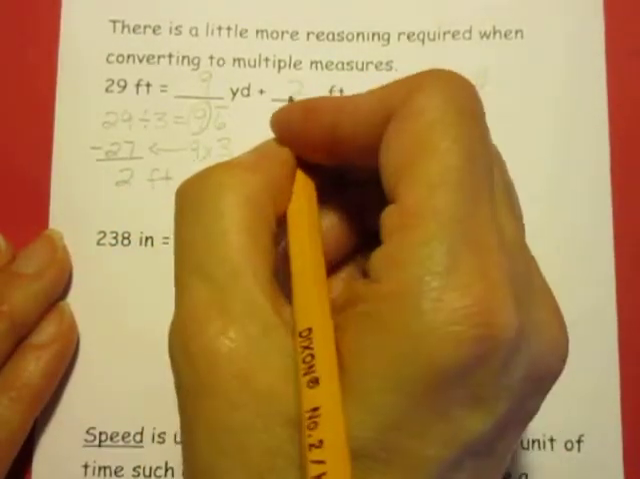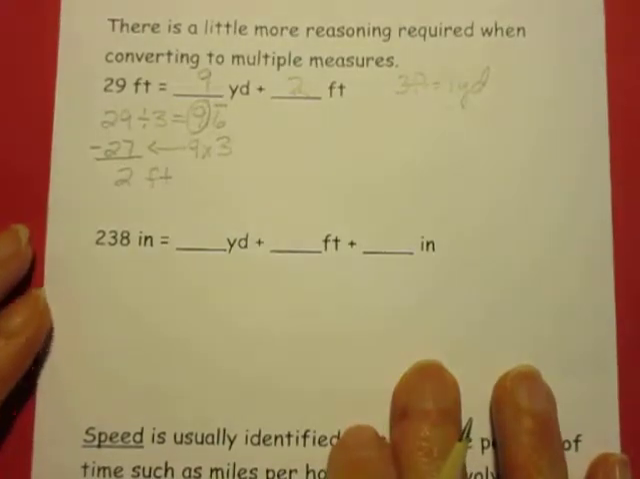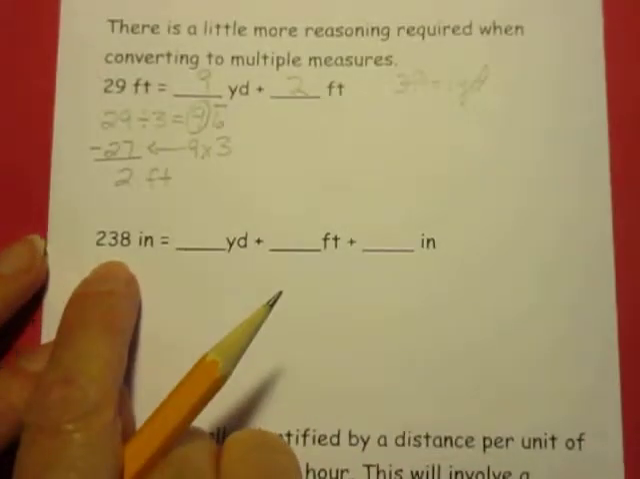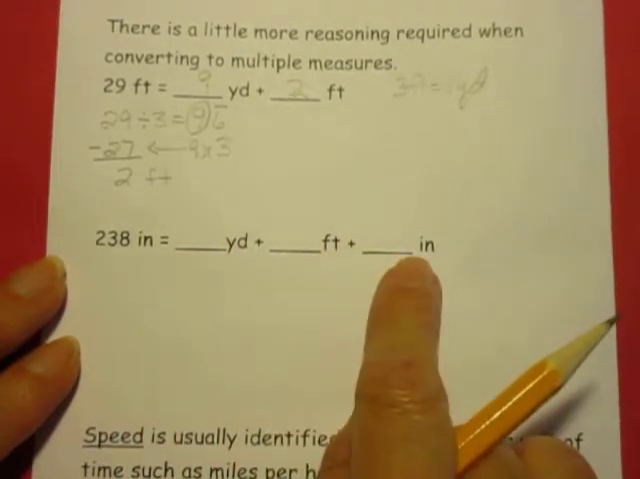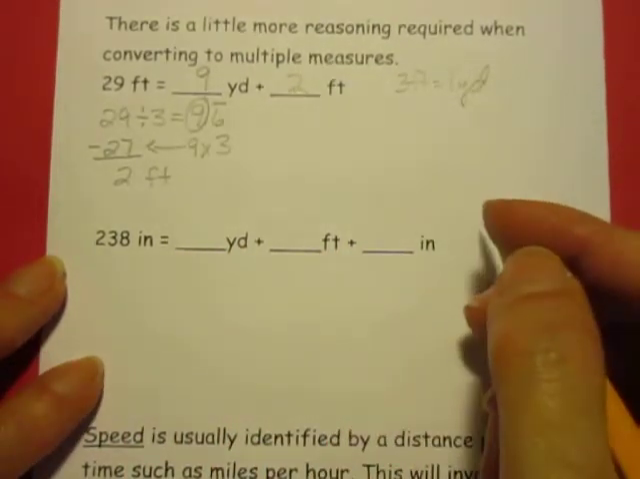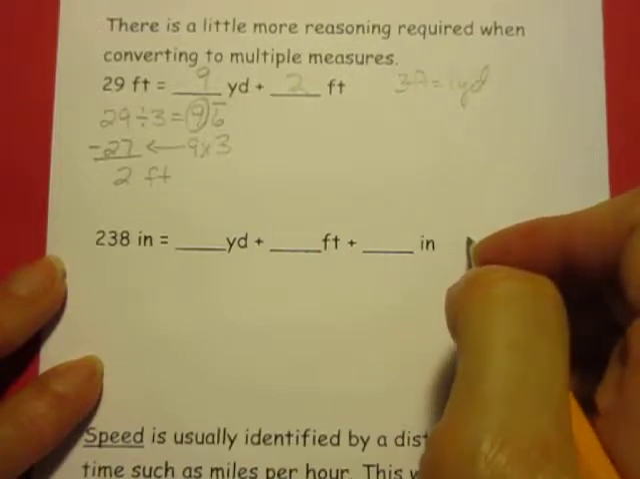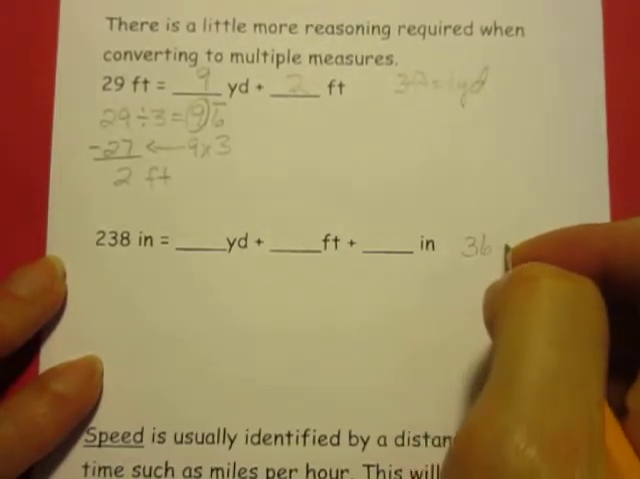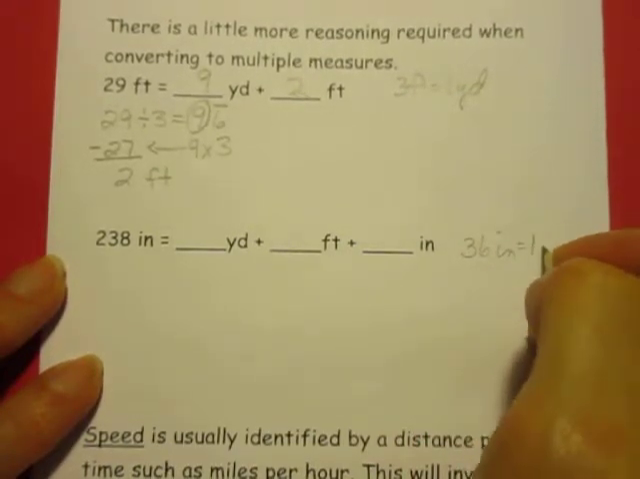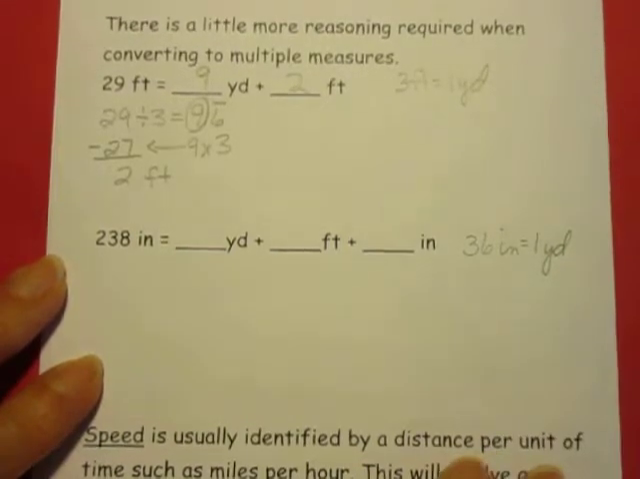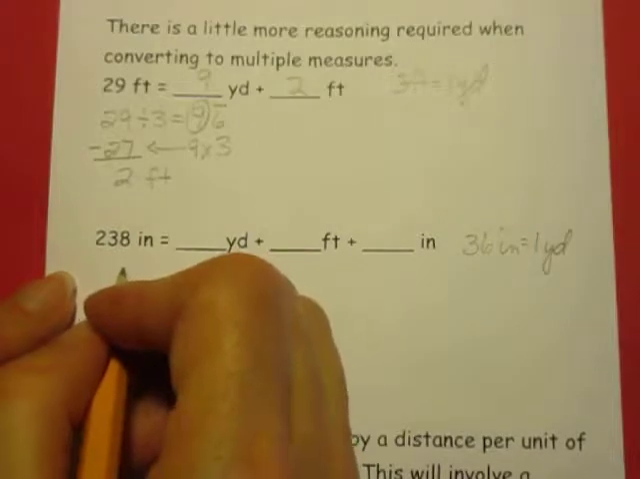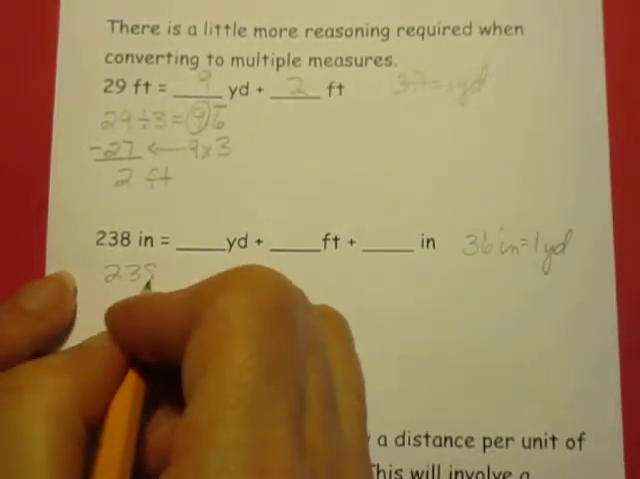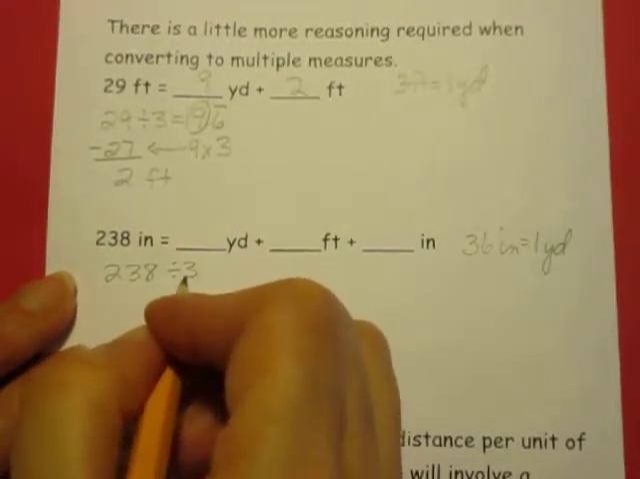So that was just one step, doing a multiple conversion. This next one, we're going to take 238 inches and decide how many yards, how many feet, and how many inches we have. So on this one, we're going to recognize that we have 36 inches equal to 1 yard. You could get that off the conversion table, but I think most of us probably know that. So we're going to start out with 238, and I want to divide by 36.